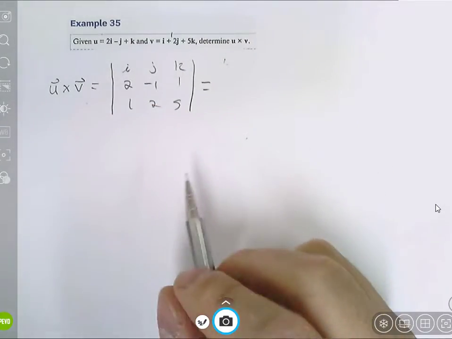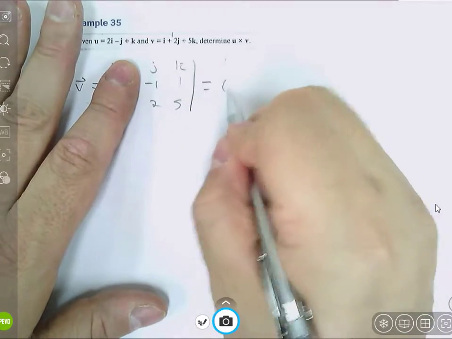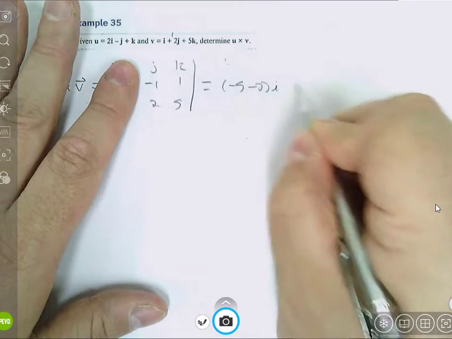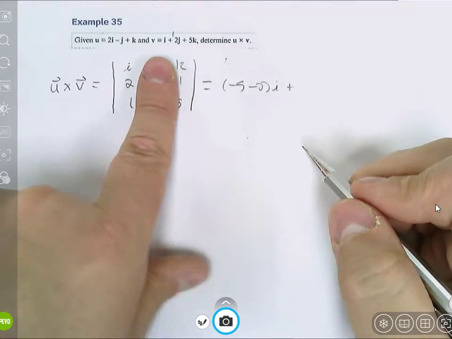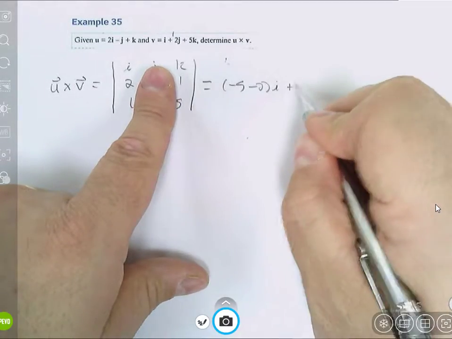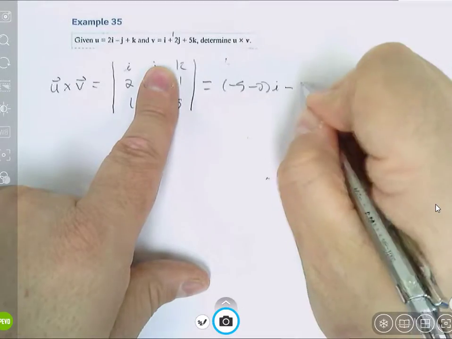And then I'll do what I said I did before. I'll cover this up. This times this is a negative 5. This times this is a negative 2, and that'll be my i. Plus, I'll put my hand over it this way, and then I'll have 2 times 5, which is, almost forgot, this is going to be a minus. Remember, that has to be a minus.